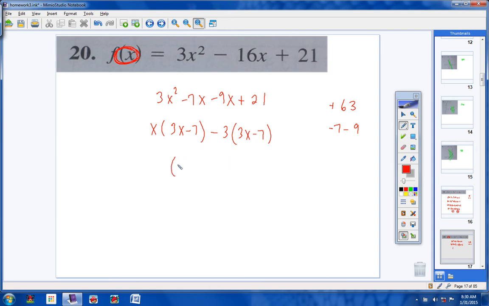Write your matching parentheses once. Bring down your x minus 3. And here we go. Take this parentheses set equal to 0 and solve. You'll get a positive 7/3. Take this parentheses set equal to 0 and solve. You get 3. So if you were to graph this function, the graph would cross the x-axis at 2 1/3, which is 7/3, and would also cross the x-axis at 3. These are your zeros or your x-intercepts.